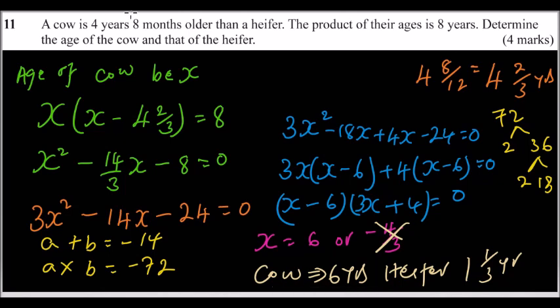Of the marks, you get 1 mark here. That's what we call the method mark. You get a method mark for forming the quadratic equation. You get another mark for solving the quadratic equation, and you get a bonus mark for being able to write the age of the cow and the age of the heifer.